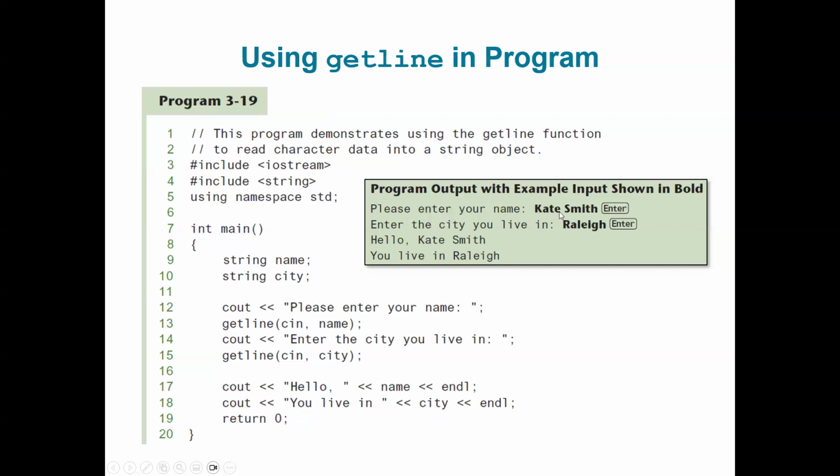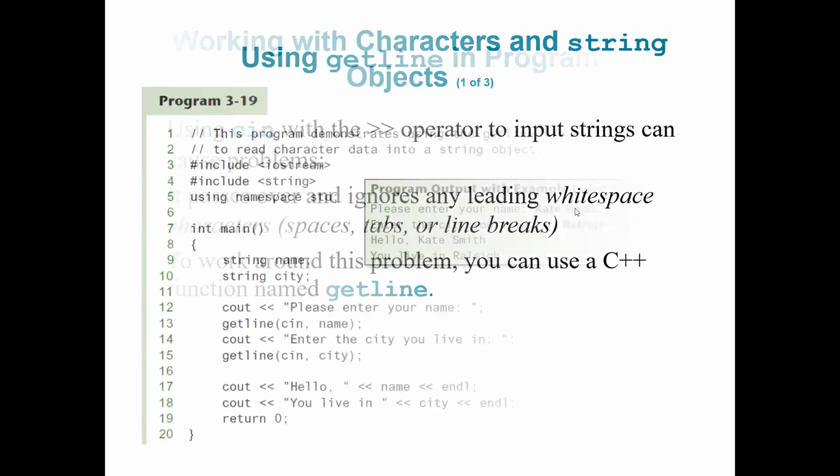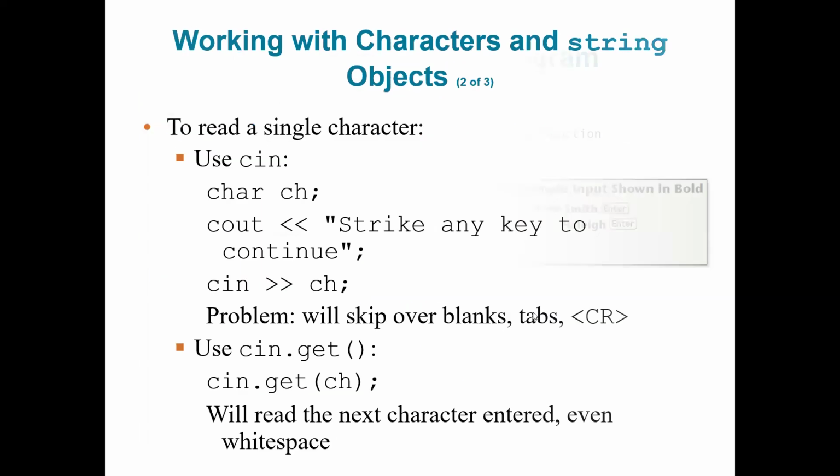As we said previously, using cin with the double right arrow operator to input strings can cause problems. It passes over and will ignore any leading white space characters. So the white space after the first name and before the last name, it will ignore it. Now to work around this, we use getline. So getline makes it possible.